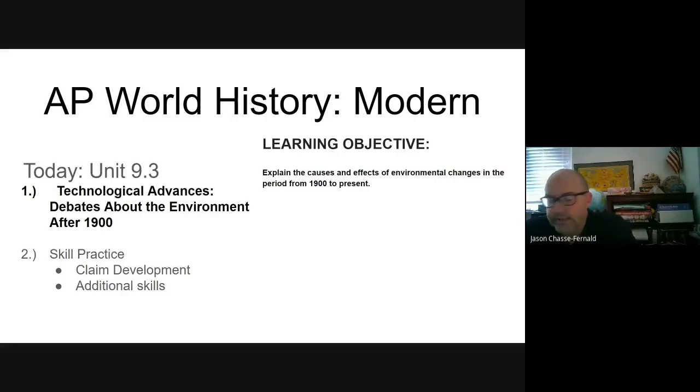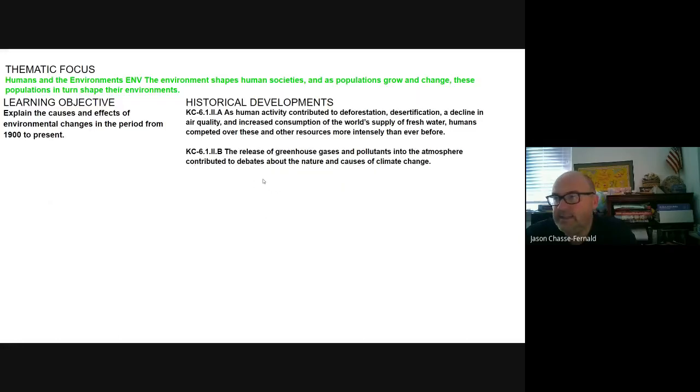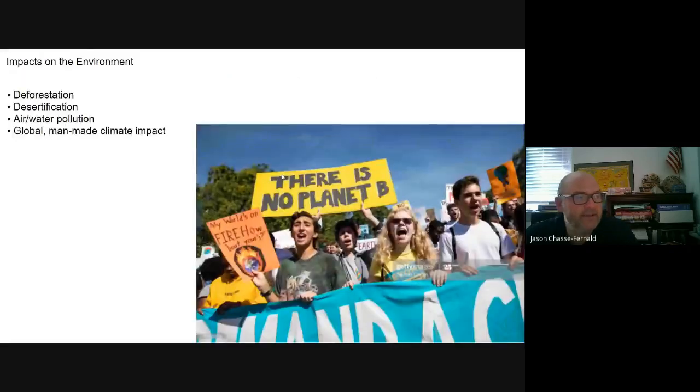Today we're going to look at Unit 9.3, Technological Advances, Debates about the Environment after 1900. Our learning objective is to explain the causes and effects of environmental changes in the period 1900 to present. So causation is our primary skill here. We're thinking about some claim development and going to do some causation specific.